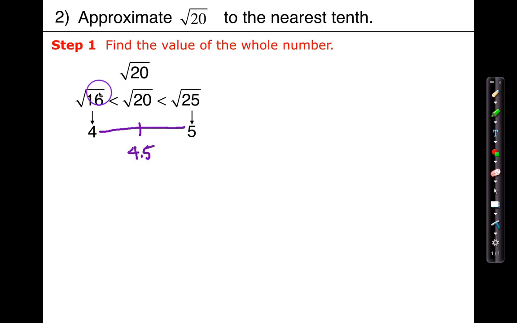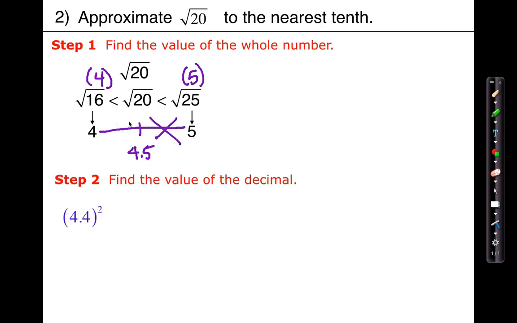Well, let's see. 16 and 20 are 4 apart, and 20 and 25 are 5 apart, which means I can go ahead and eliminate this side, any numbers from 4.6 all the way to 5. Now, notice I didn't exclude 4.5 because that is the middle ground. So here's the thing. The numbers are very close, so this is a good time for you to try 4.5. But if you didn't see that and you decided to do 4.4 instead first, it's okay.